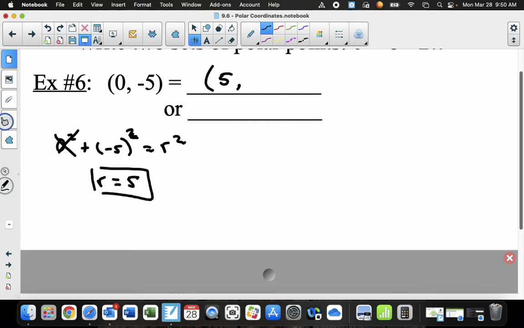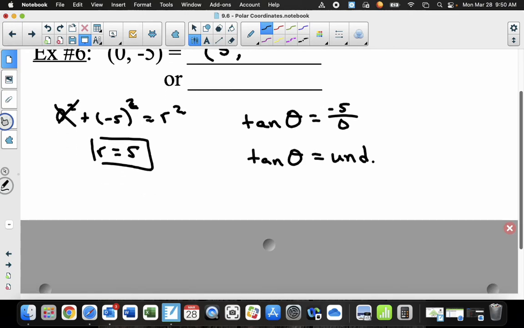And if I were to plug this into that tangent formula to find the theta that goes with it, tangent of theta equals y over x. Negative 5 over 0. What does negative 5 over 0 equal? Undefined. Okay? That does not mean we do not have an angle. What that means is, where is the tangent undefined? You're looking for the angle where the tangent is undefined. That's what we're looking for on this one. That's why I wanted to take a look at that.